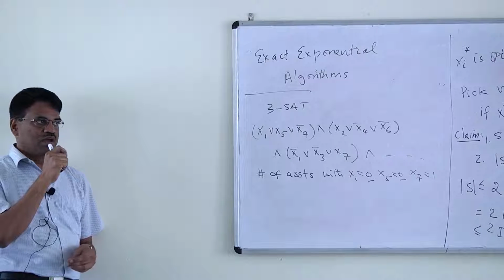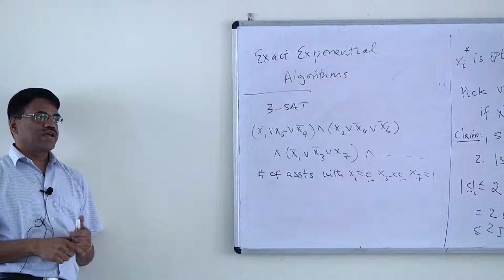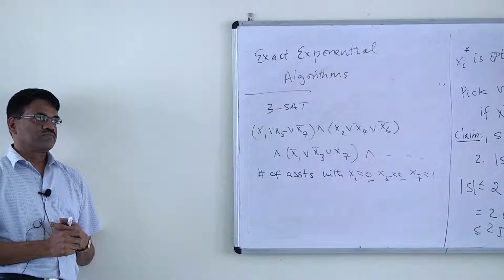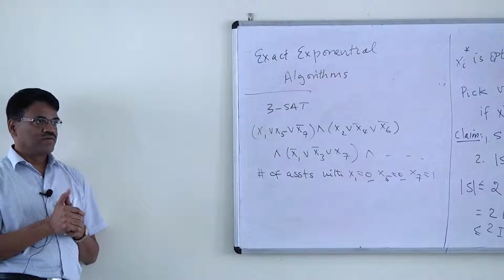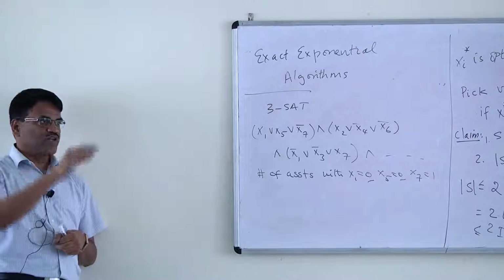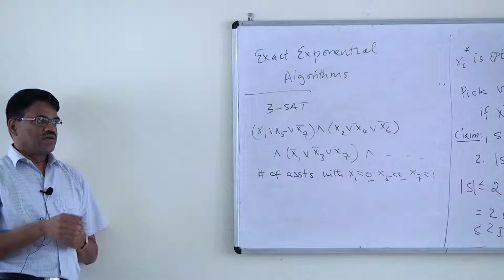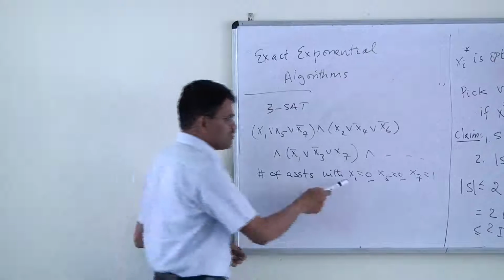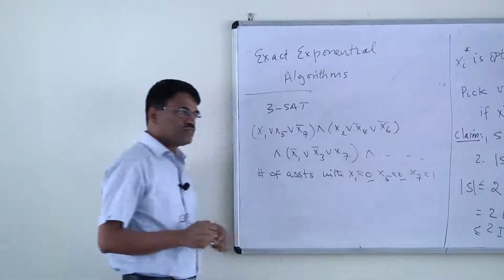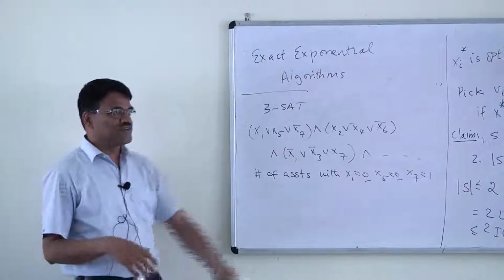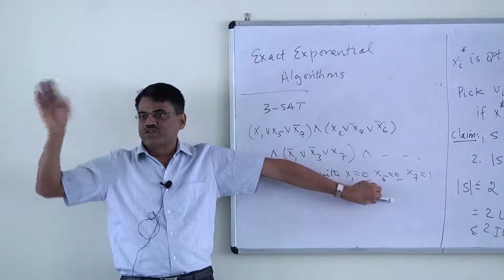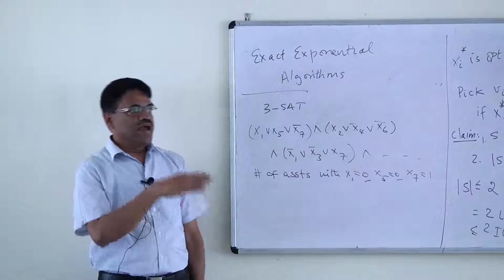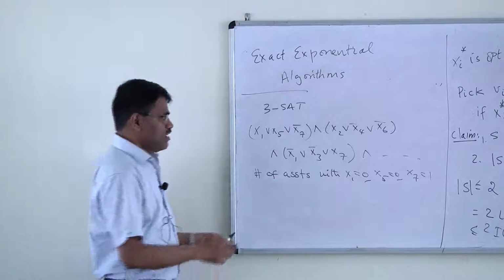Okay, let me ask a simpler question. How many of the 2 power n assignments set x1 equal to 0? 2 power n minus 1, 2 power n by 2, right? Because half of them will set x1 to 0, the other half will set x1 to 1. So, how many of these assignments will set this? 2 power n minus 3, because all I am saying is I am fixing an assignment for these 3 variables. For the other variables, you have all the choices. That's 2 power n minus 3, and that's what you save, right?